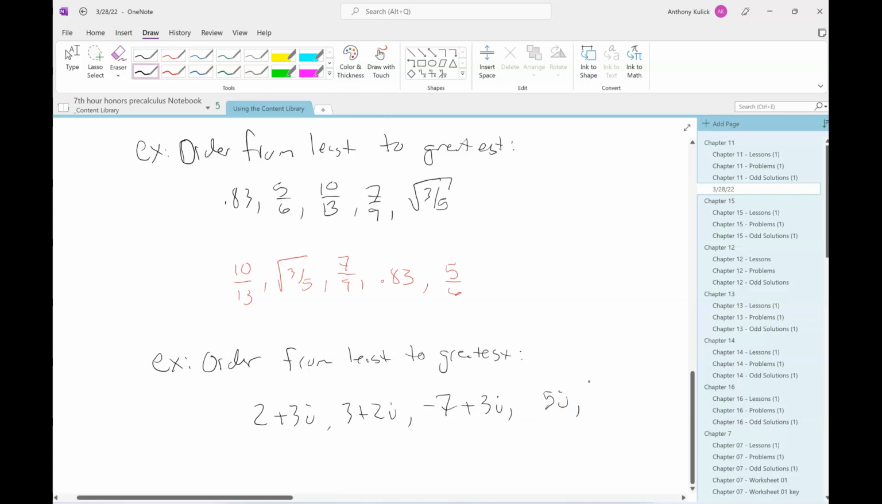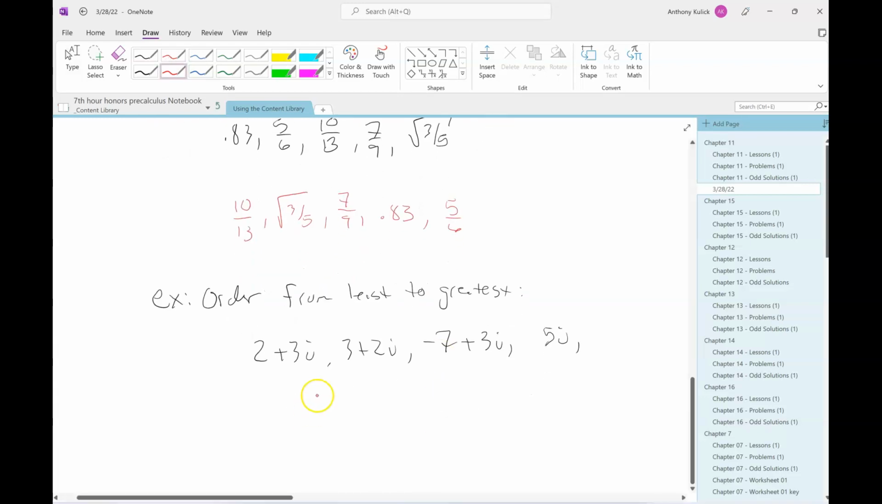What are you going to do with this? You can't really convert them to decimals, right? And that's off the table. Is there anything we can do with this? No, man. There's no ordering. So we can't order these from smallest to biggest.